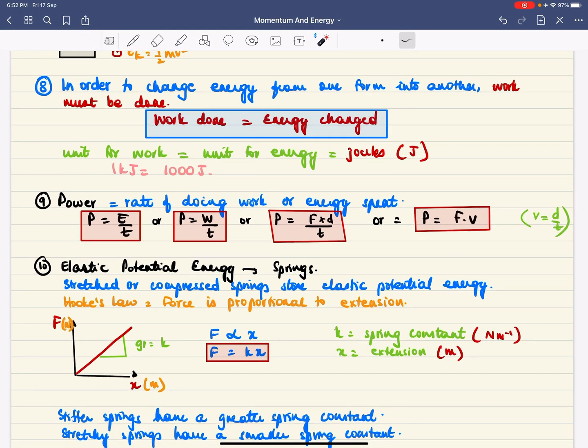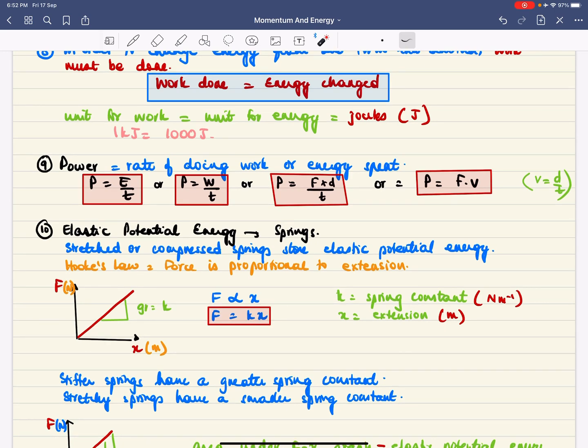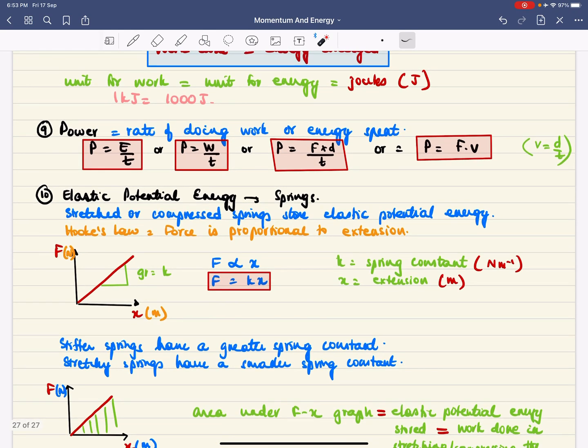Okay. Elastic potential energy, this has to do with springs. Stretched or compressed springs store elastic potential energy. Hooke's law says that when you stretch or compress a spring, the force is proportional to the extension. A force-extension graph is a straight line through the origin, telling you force is proportional to extension. The gradient of this graph gives you the spring constant, a proportionality constant, and it tells you about the stretchiness of a spring. So the steeper the graph, the stiffer the spring is, and the bigger the spring constant.